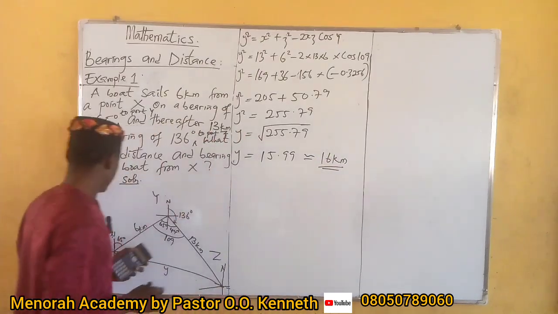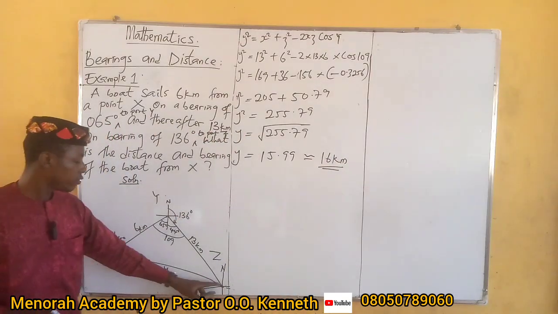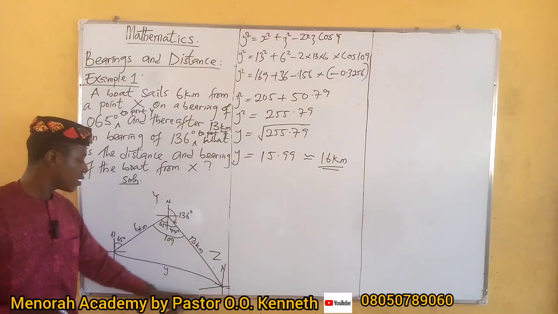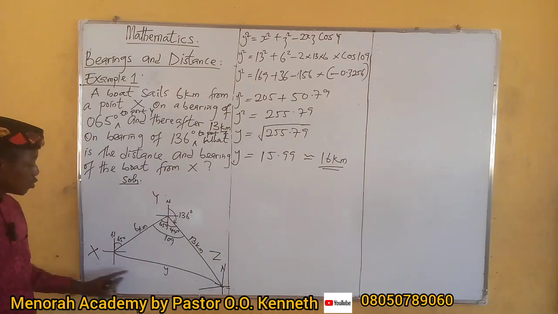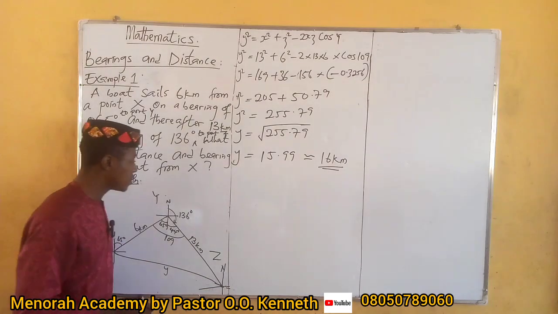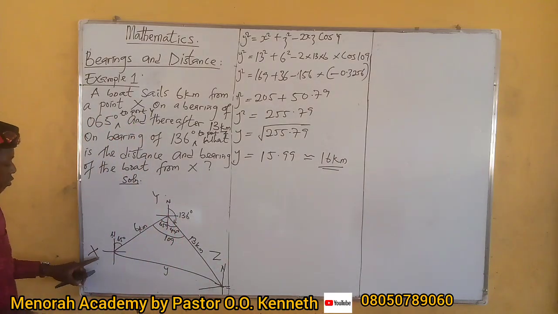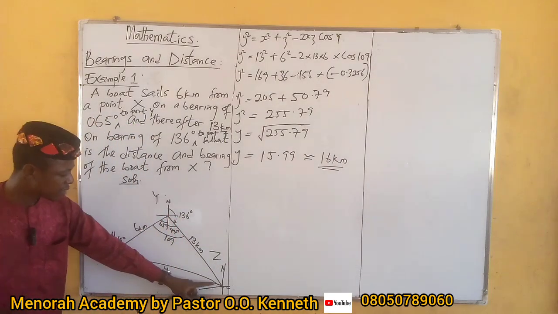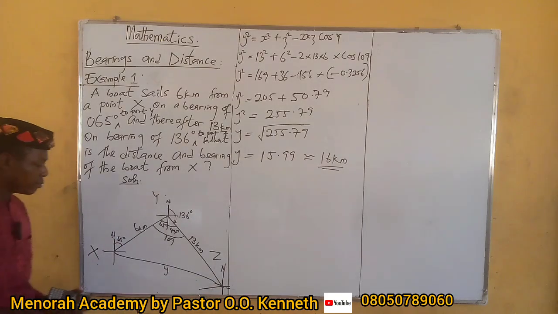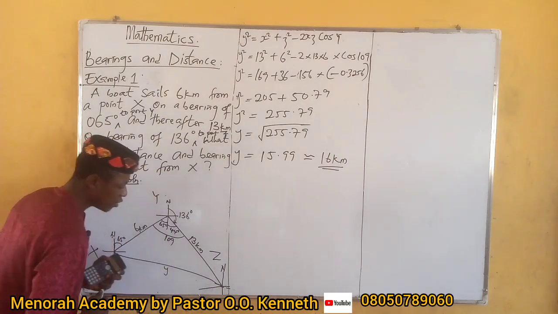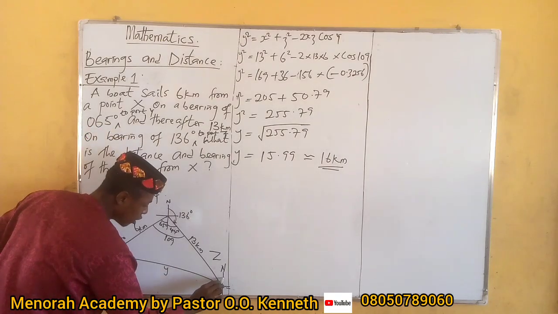Alright, so the distance of this x, z from x is 16 kilometers. Now the next question they ask us to find is the bearing of x from z. The bearing. That means we are looking for the bearing, which is always taken from the north. We are starting from the north here, which is what?